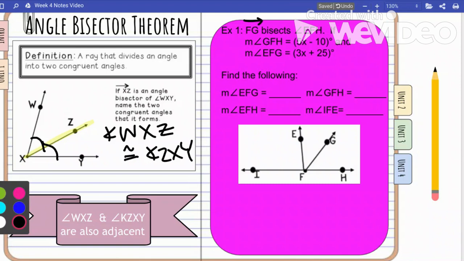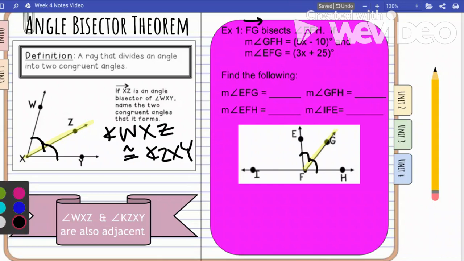It says ray FG bisects angle EFH. So first thing I need to do is highlight my bisector. Ray FG is the bisector, so I'm going to highlight it. And that's bisecting angle EFH. So that means angle EFG is congruent to angle GFH. Those two pieces are equal.